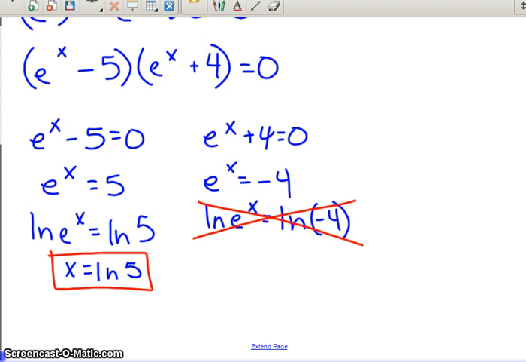And those are the main types of exponential equations that you're going to be dealing with in this section. The next video will be on the logarithmic equations.